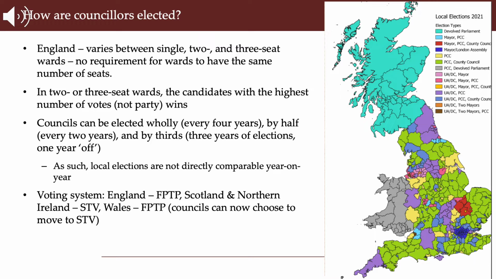And local authorities across the UK use different electoral systems. So in England, it's first past the post for council, or supplementary vote for mayors, so for individual office holders like police and crime commissioners as well. Whereas in Scotland and Northern Ireland, they use single transferable vote. And recently, Wales, which typically uses first past the post, has given its councils the ability to move to STV if they desire.